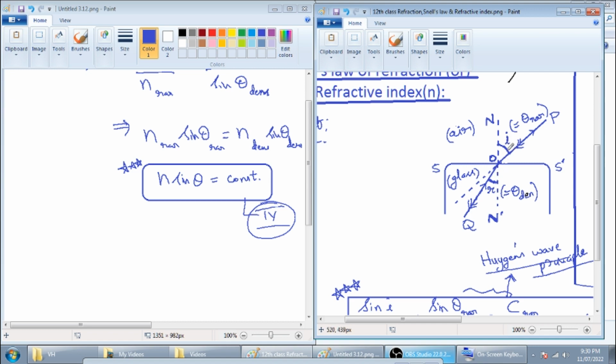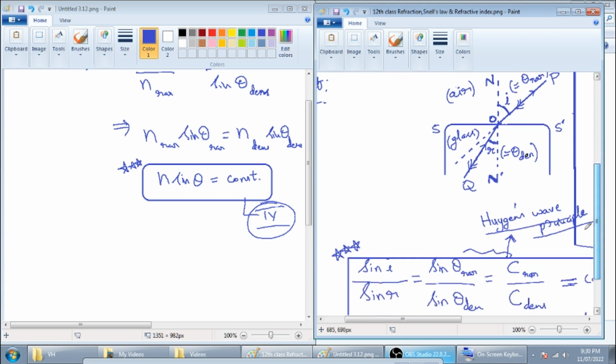So always I denotes what? The angle in the rarer medium, and R denotes what? The angle in the denser medium. Then sin I by sin R gives the refractive index of what? The denser medium with respect to the rarer medium, whether the light ray is going rarer to denser or denser to rarer.